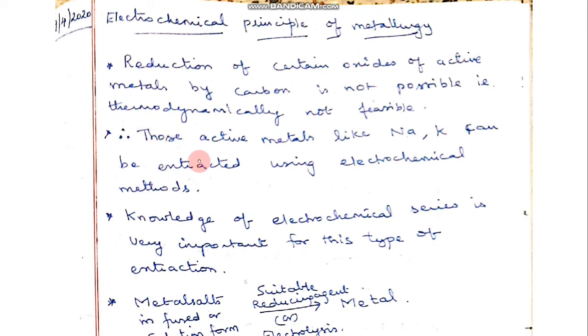Good morning, students. Today we are going to see the electrochemical principle of metallurgy. When you are trying to reduce the oxides of active metals, like sodium and potassium, these oxides cannot be reduced using carbon. That's why they can be extracted only using electrochemical methods. The reason they are not reduced using carbon is that it is not thermodynamically feasible.